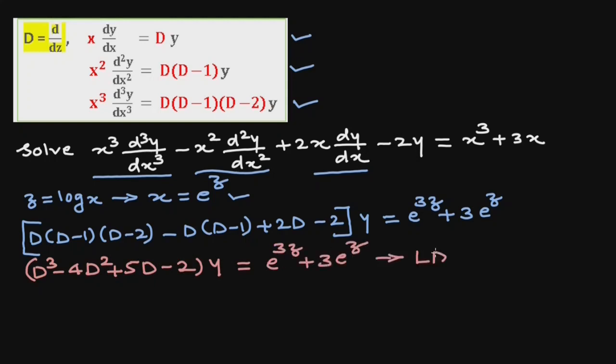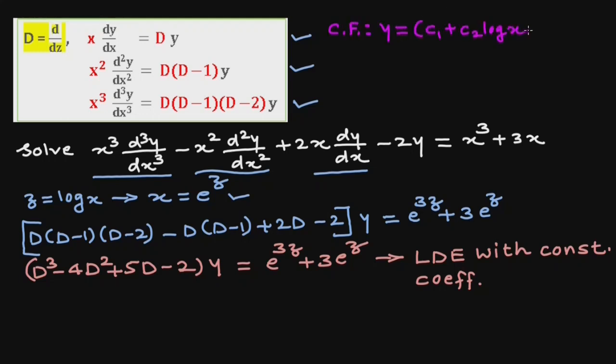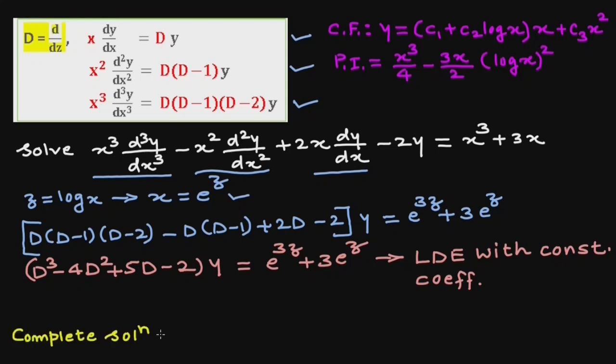This is a linear differential equation with constant coefficients which can be routinely solved to find the complementary function y equals c1 plus c2 log x into x plus c3 x square, and the particular integral equals x cube upon 4 minus 3x upon 2 (log x) whole square. Therefore, the complete solution of Cauchy's equation will be y equals this complementary function plus this particular integral.